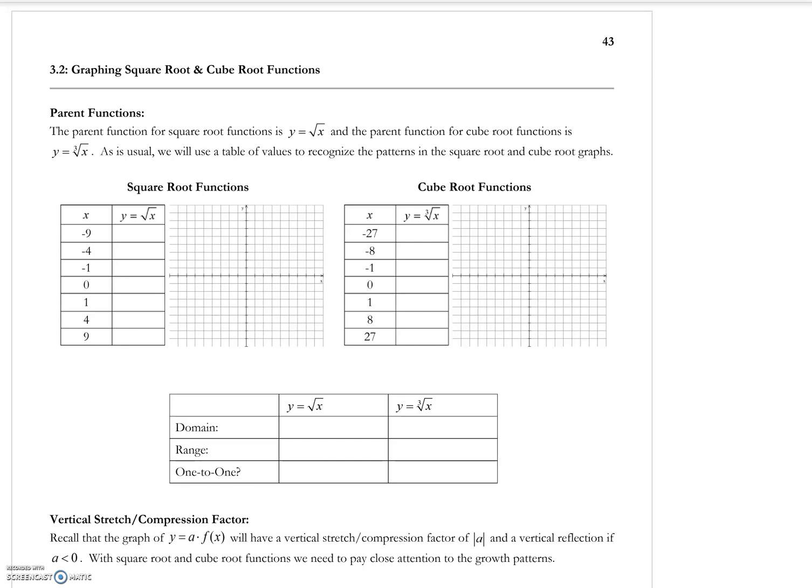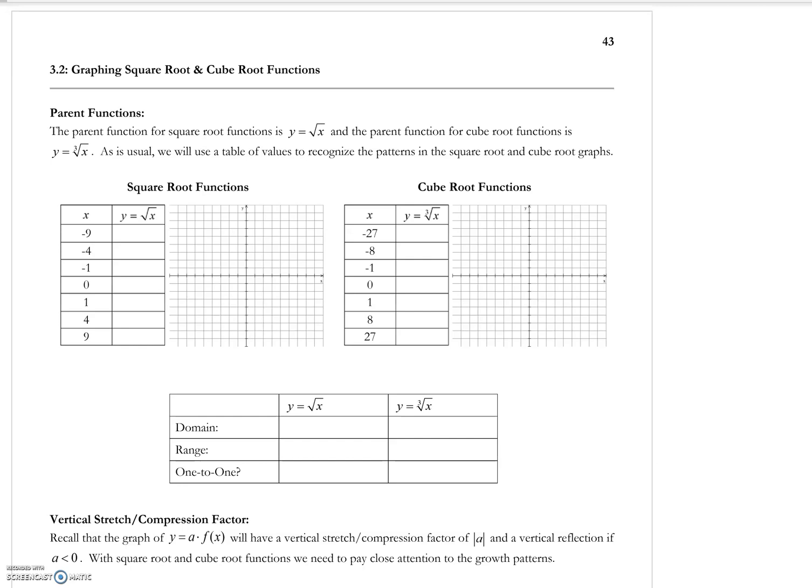So we're going to start off by graphing plain old square root of x and plain old cube root of x. And in order to see what those graphs look like, let's start off by making a table of values. So starting with my square root function, I'm going to plug in these x values on the side by taking the square root of them.